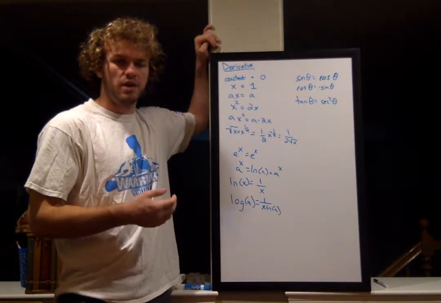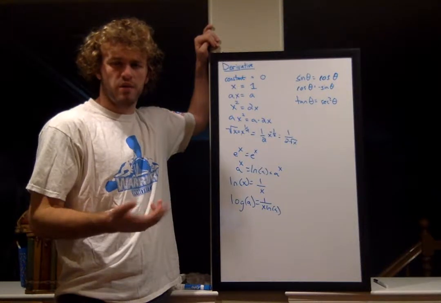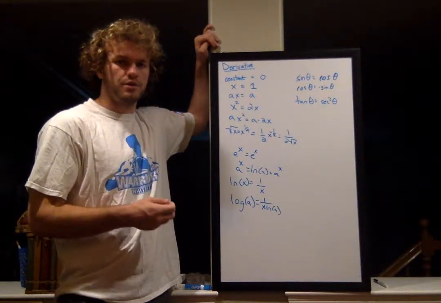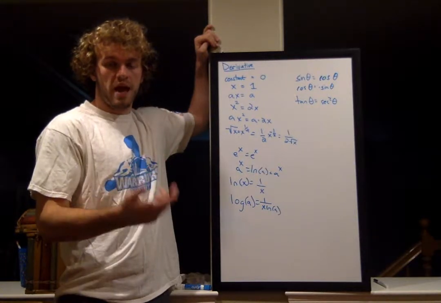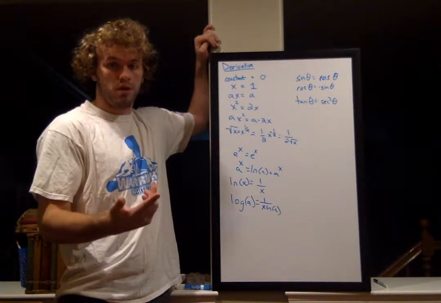of ax, and a is just a constant or a value, so the derivative of ax is just going to be a. That makes sense. It's a times the x, and we know the derivative of x is 1.